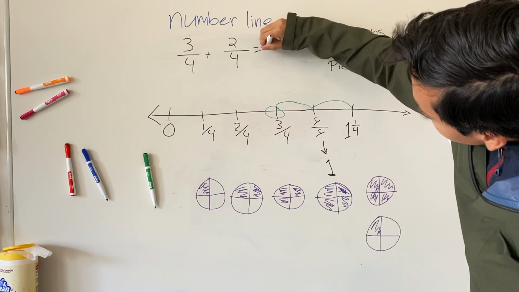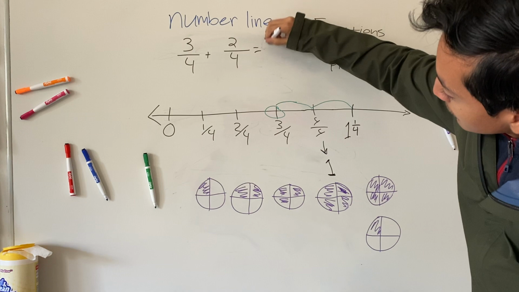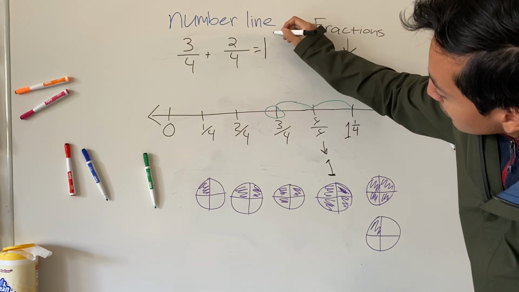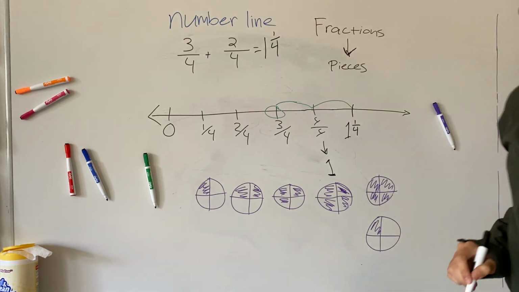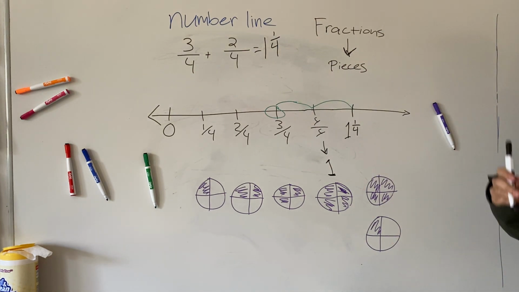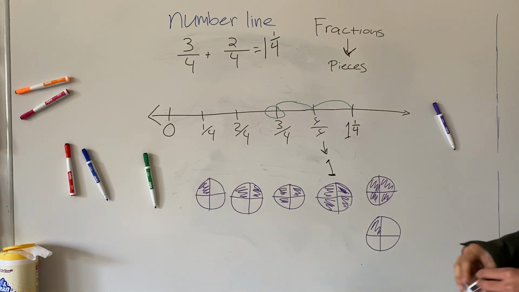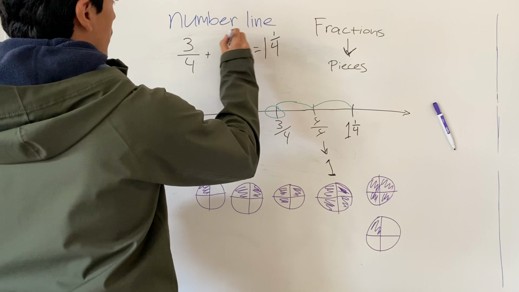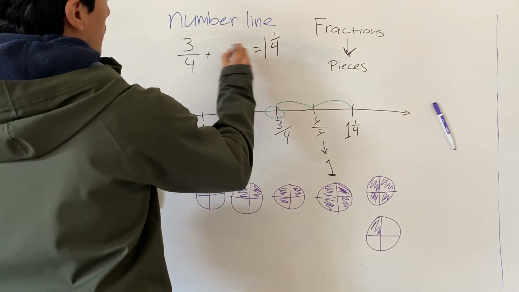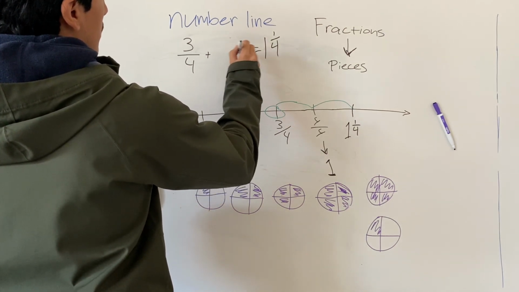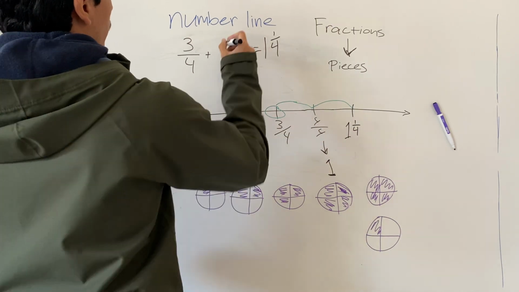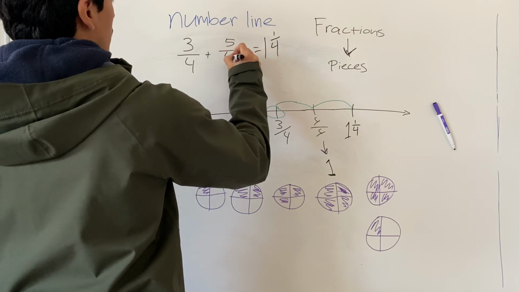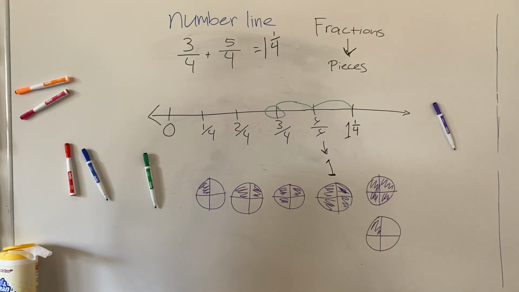Now again, if you're feeling a little bit confused right now, that's okay. It is our first example. It's okay if you're feeling confused. We're just starting this off. Okay? Now, here's my challenge to you. What if, instead of adding 2/4, let's say we add 4/4 or 5/4. What are we going to get then?